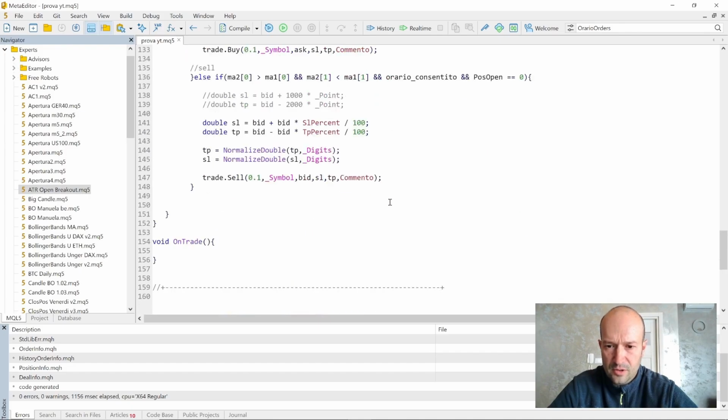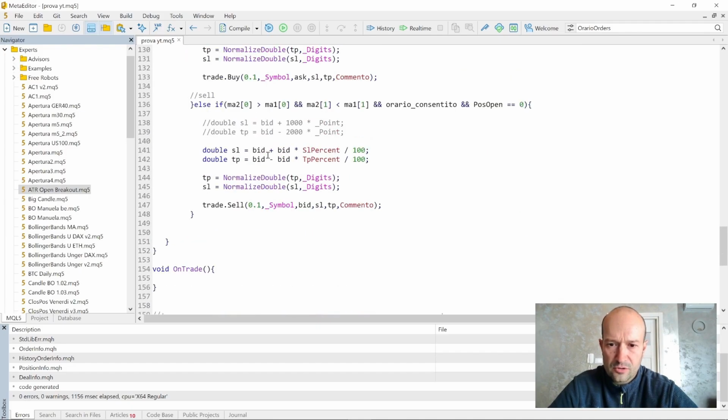I did the same thing for the sell. In the sell, of course, I used the bid. So the stop loss is the bid plus the bid times the stop loss percentage, and the target is the bid minus the bid times the target percentage.